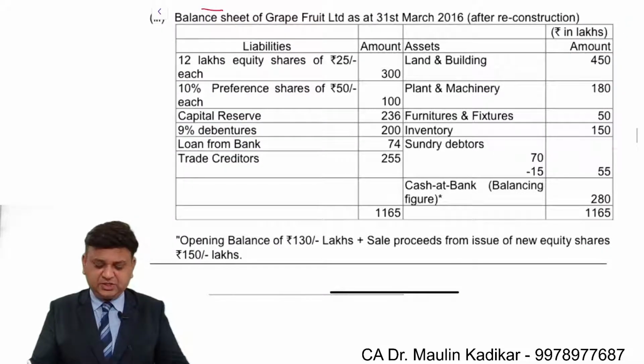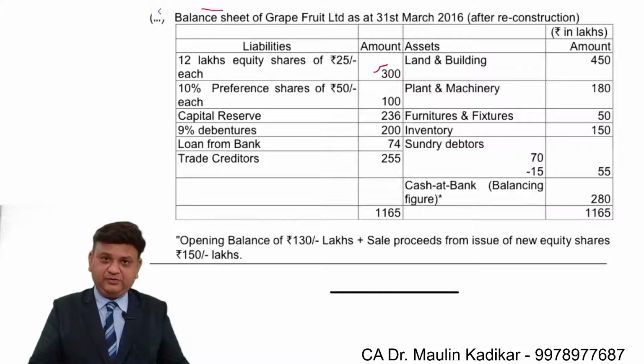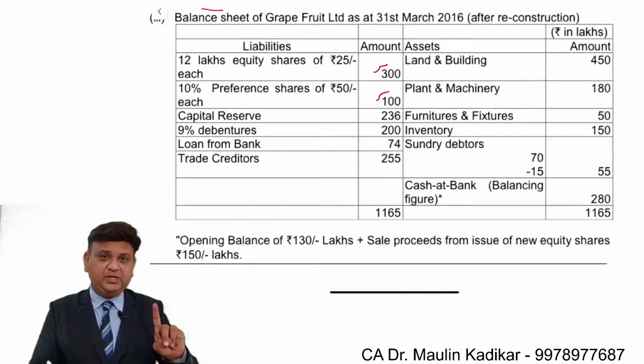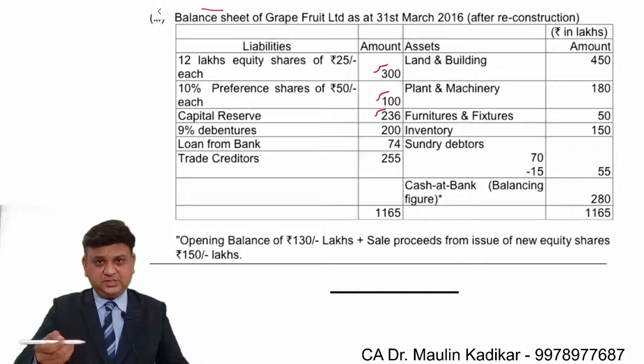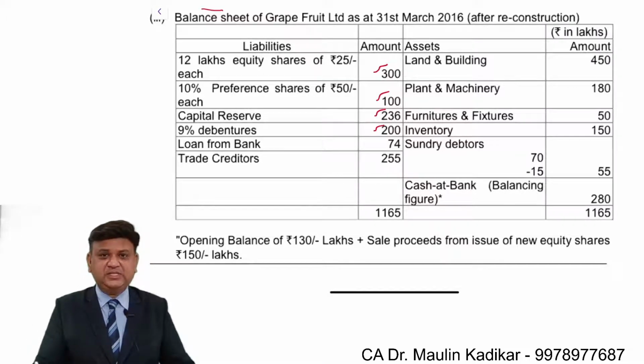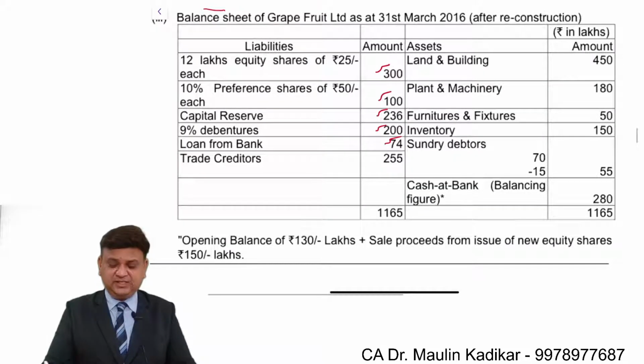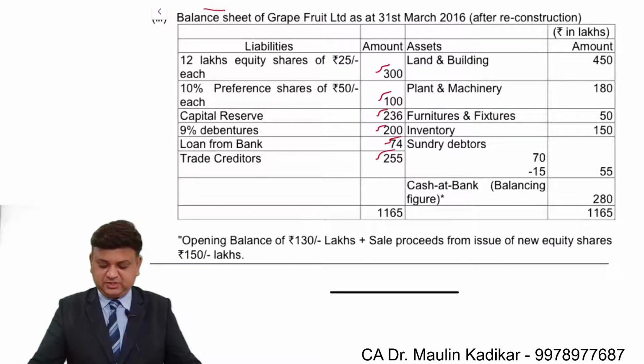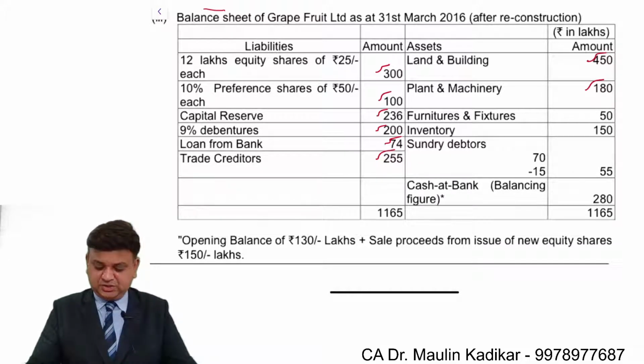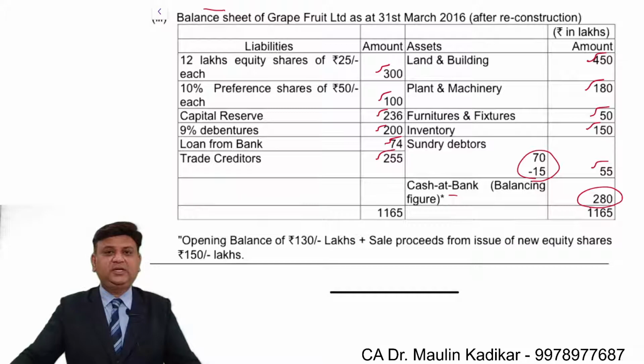Balance sheet after the reconstruction. 150 plus 150. This is half, from 200 to 100. Capital reserve 236. 9% debentures, say it is 200, because only the rate of interest has changed. No interest due. Loan from the bank as it is. This is reduced by 25%. Land and building increases. Plant and machinery reduces. Furniture no change, stock no change. 15 is a bad debts reserve. Cash and bank is a balancing figure, or we can compute it also as 130 plus 150.